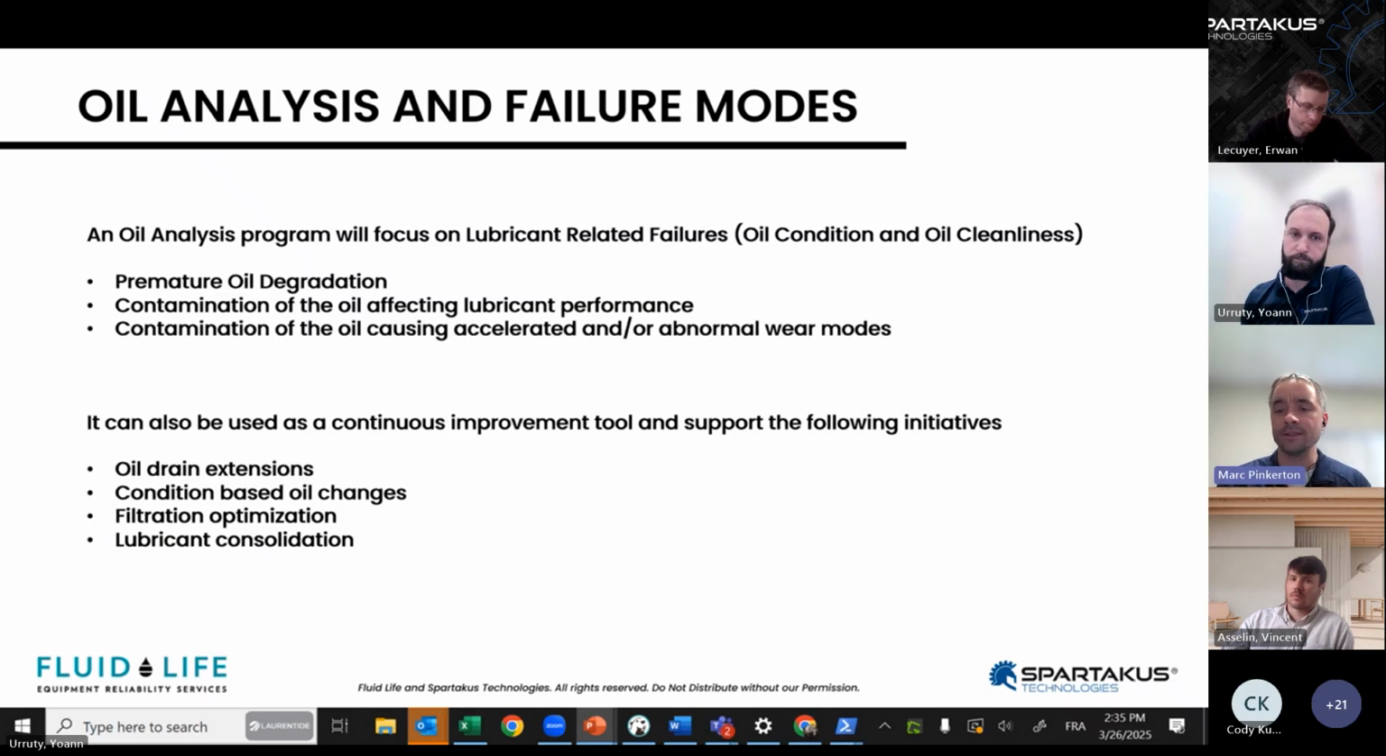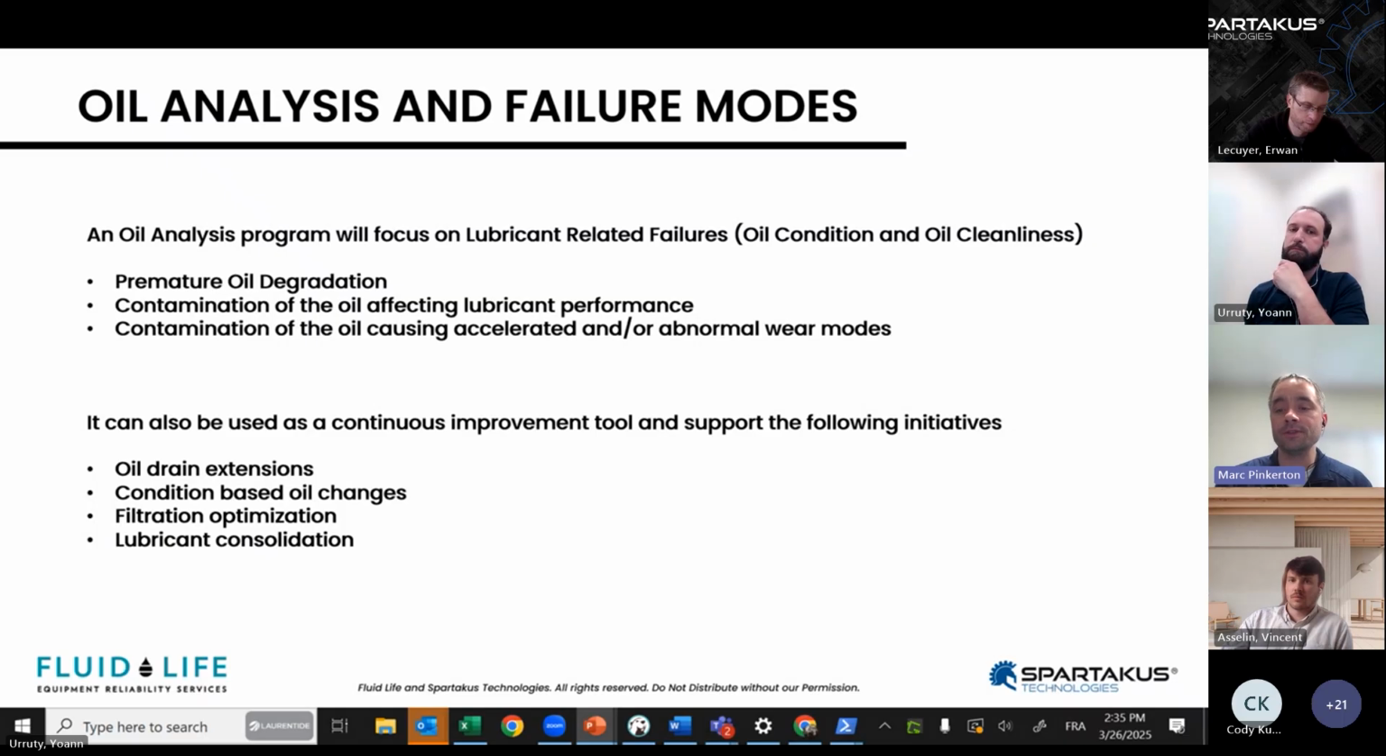And then oil cleanliness. Is the amount and size of particulate in my oil leading to accelerated wear, abnormal wear? Is the contamination of solid particulate in my oil normal? Is it expected? Is it abnormal? So those are the three main things that we're going to focus on.